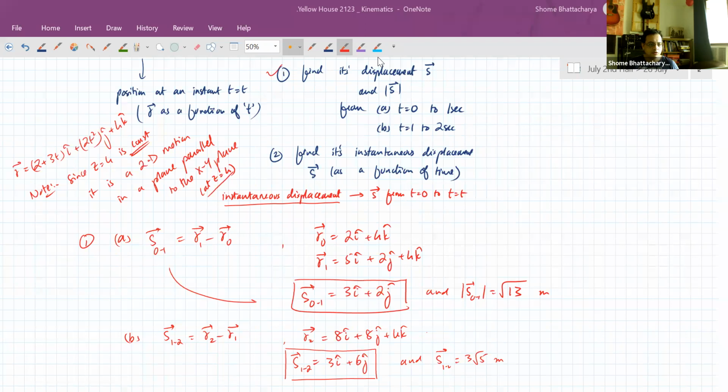Yes, Akmal, your answer is correct, and again Anirudh and Kirti, correct, very good. So for the second part, we will just find the instantaneous displacement as the position at a general time t minus the position at t equal to 0. Okay. So the position at a general time is 2 plus 3t i cap plus 2t square j cap plus 4k cap, whereas the initial position was the value of the same at t equal to 0.